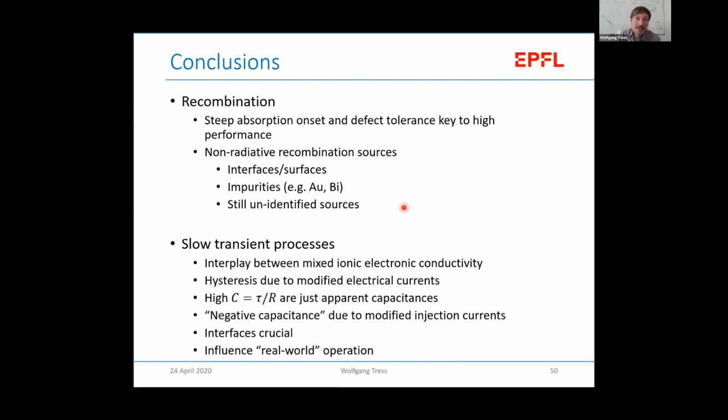This was already the last slide. Here is a brief conclusion slide. I discussed a little bit the solar cell physics, focusing on recombination. I was saying that a steep absorption onset and defect tolerance are key for the high performance of these materials. Then I showed some examples where non-radiative recombination is happening, like interfaces and impurities, and there is still more to do. In the second part, I discussed the slow transient processes due to the mixed ionic electronic conductivity of this material. And with this, I thank you very much for listening, and I'm happy to answer questions.